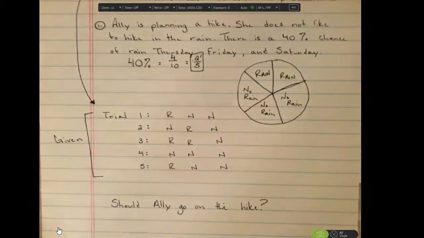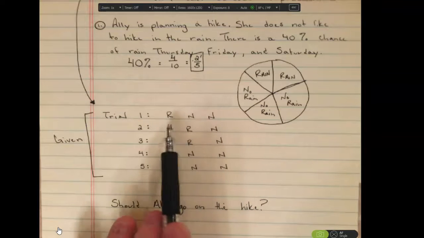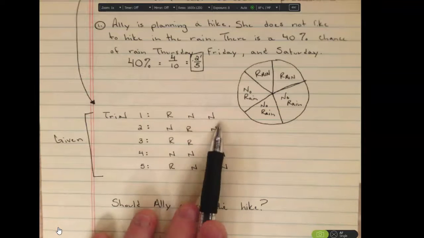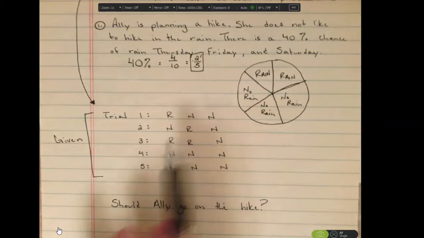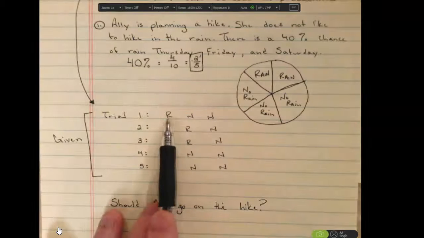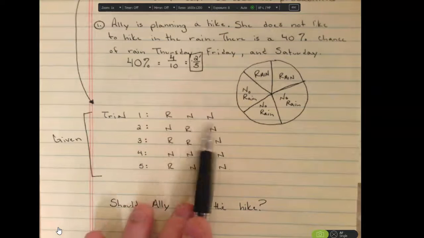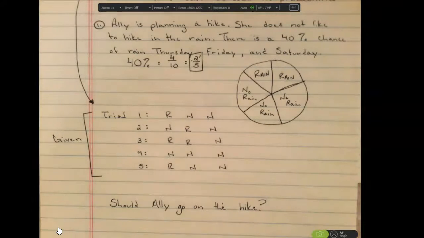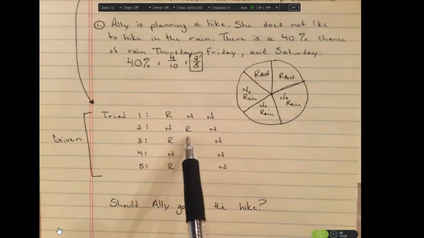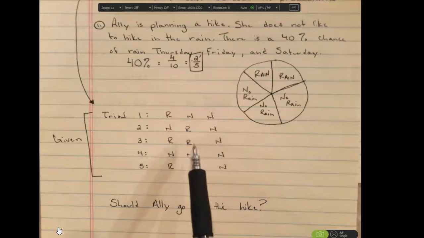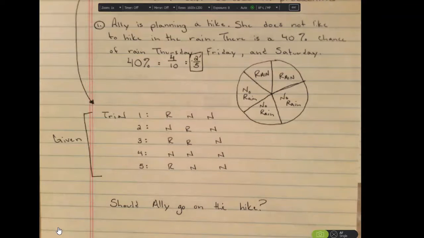So Allie made this spinner, and she did 5 different trials. And these trials represent 3 days. On the first trial, whenever she spun her spinner, she found that it would rain the first day, not rain the second day, and not rain the third day. On her second trial, she found that it would not rain, rain, and then not rain. And you can see, guys, what trials 3 through 5 look like in my chart as well.